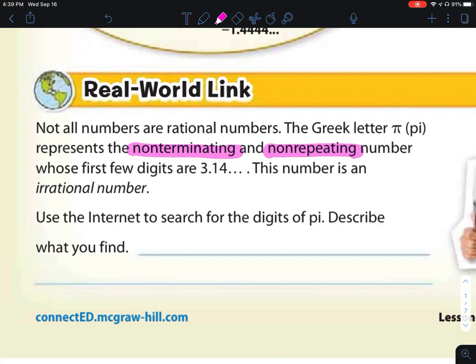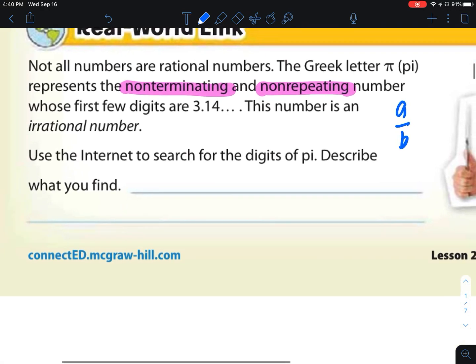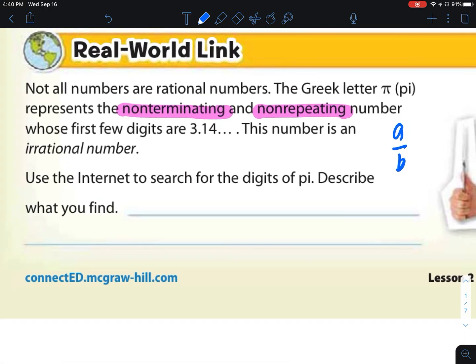In 4-1, you learned that when it terminates and when it repeats, you can still make it into a fraction. So therefore, in 4-1, what we're talking about are the set of rational numbers. So when you have a number that does not terminate or does not repeat, that is considered to be an irrational number. Now go online and answer the question below. The answer to the question will be prompted on the question that will follow this.